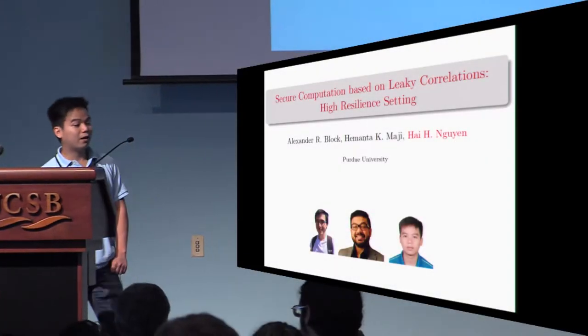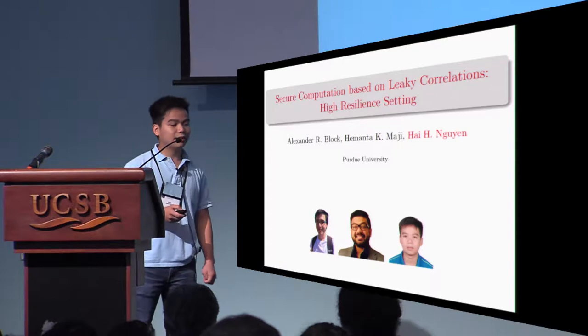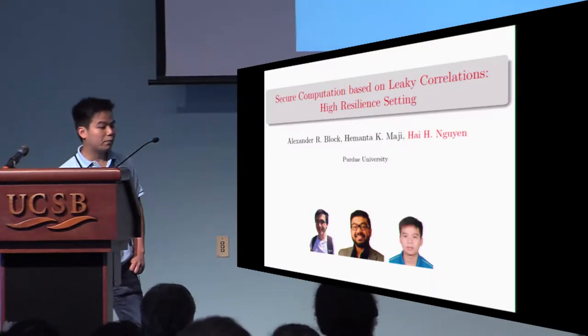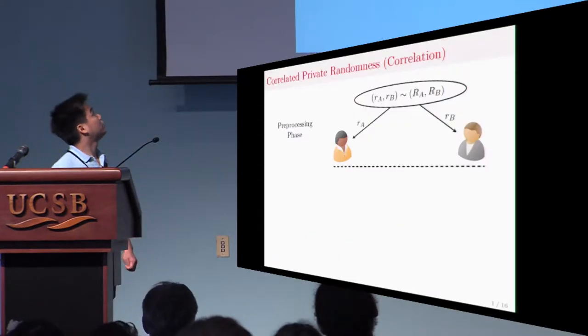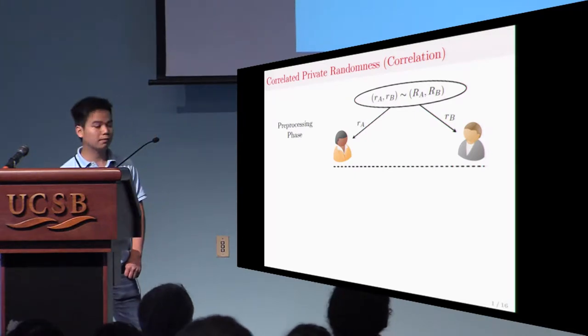So I'm going to talk about secure computation in a leaky resource setting. This is joint work with Alexander Block and Professor Hemanta Maji. Let me start with the notion of correlated bivariate randomness, in short, correlations.